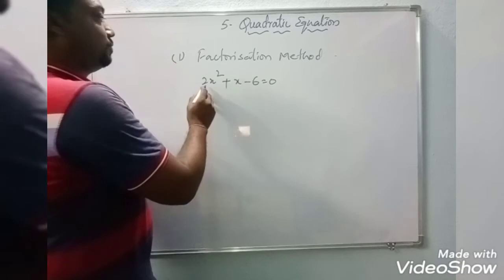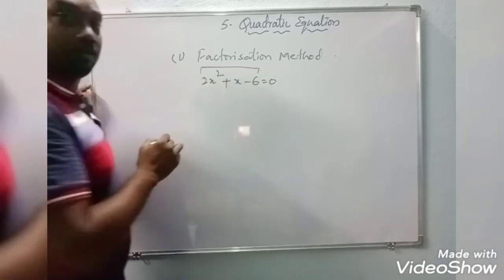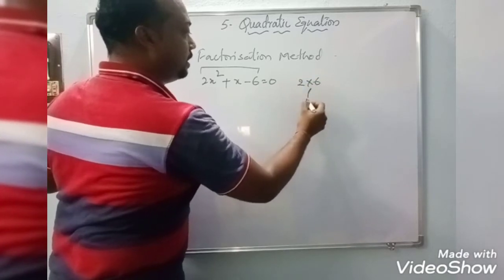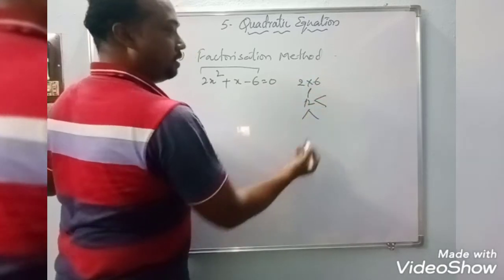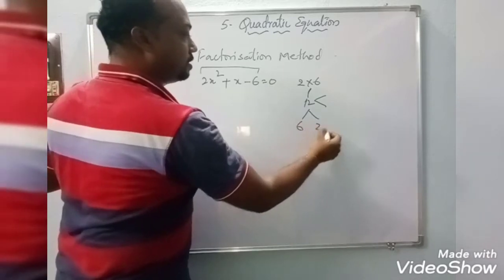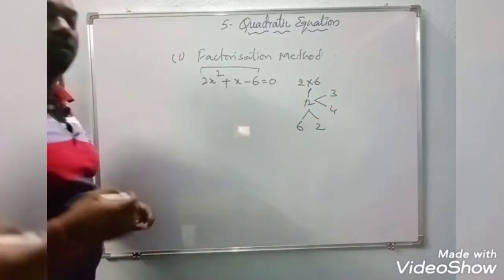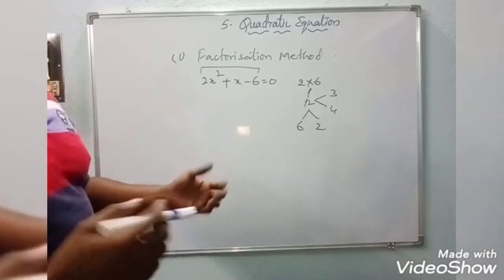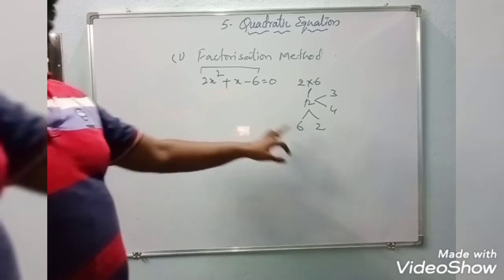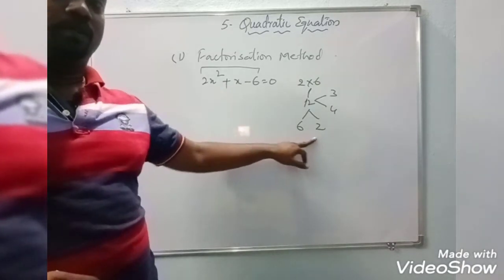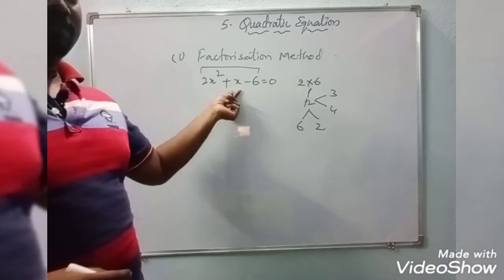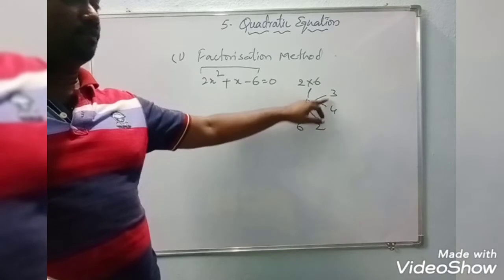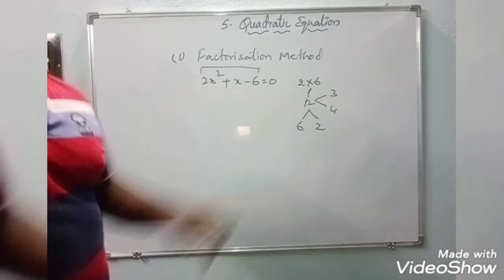First rule is you have to multiply the first value and the last value, that is 2 into 6. 2 into 6 is nothing but 12. Now you have to find the factors of 12. 12 is 6 twos, 4 threes, and 12 ones. Now here we have to see if you add or subtract you should get the middle value. If I add or subtract 6 and 2, I am not getting this middle value. Now if I take these two values, 3 and 4, if I subtract 4 minus 3 I am getting one value. So I am taking the values of 4 and 3.